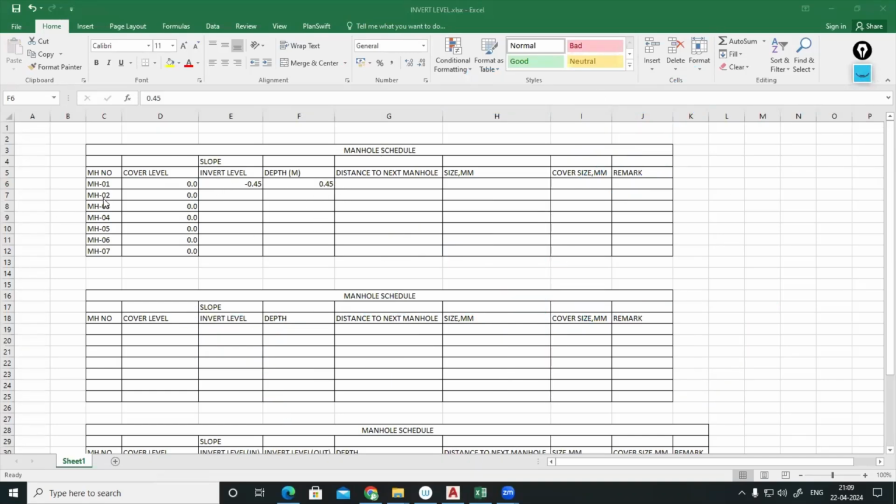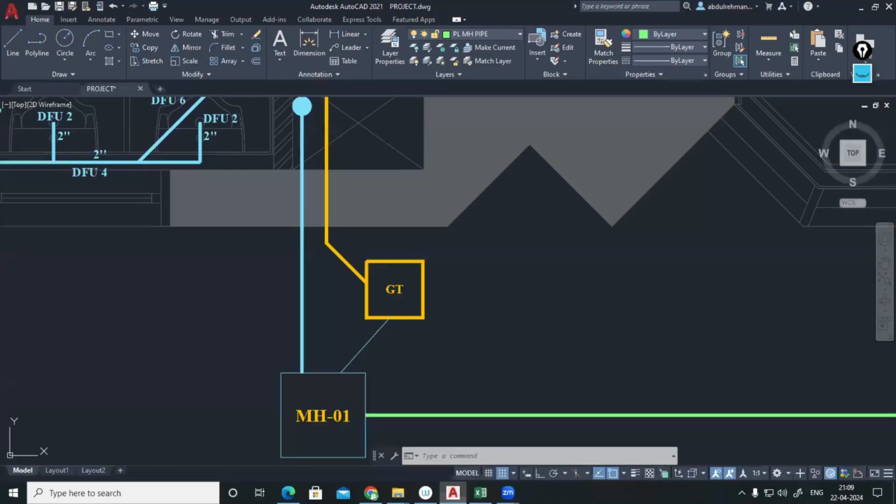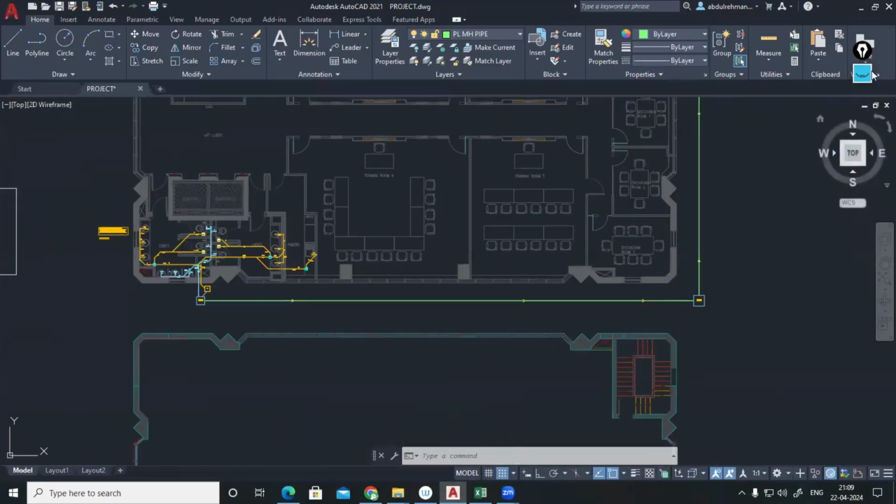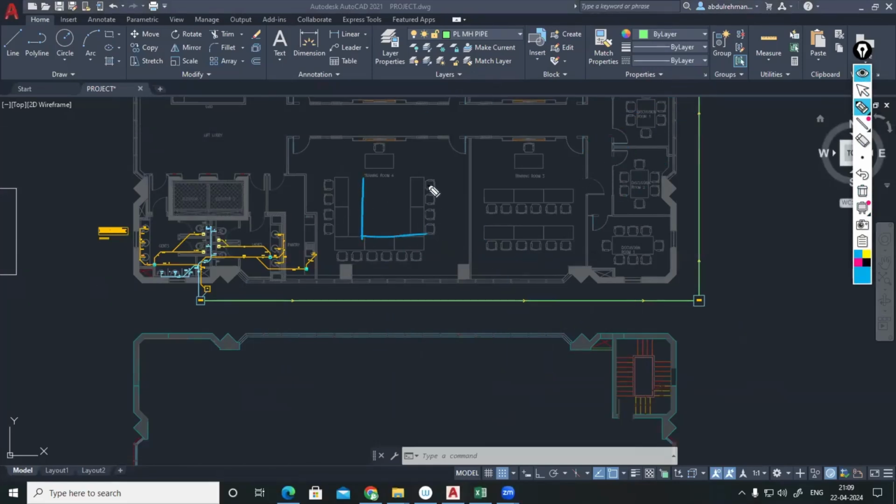But from manhole number 1 to manhole number 2, for manhole number 2, this parameter will vary. For example, this is my manhole number 1, and this is the cover level, ground level or interlock level, and this is my manhole number 2. Definitely from manhole number 1, the depth is 450. The bottom of the pipe is 450 only from here, and the pipe is reaching the next manhole.